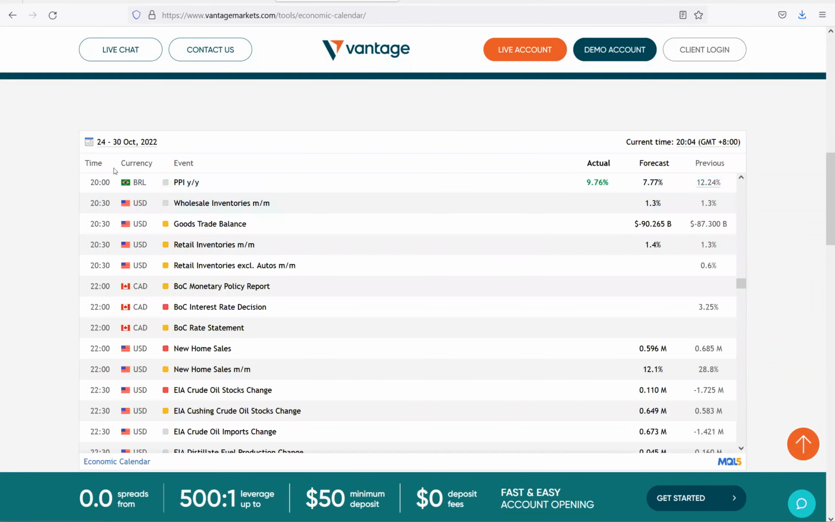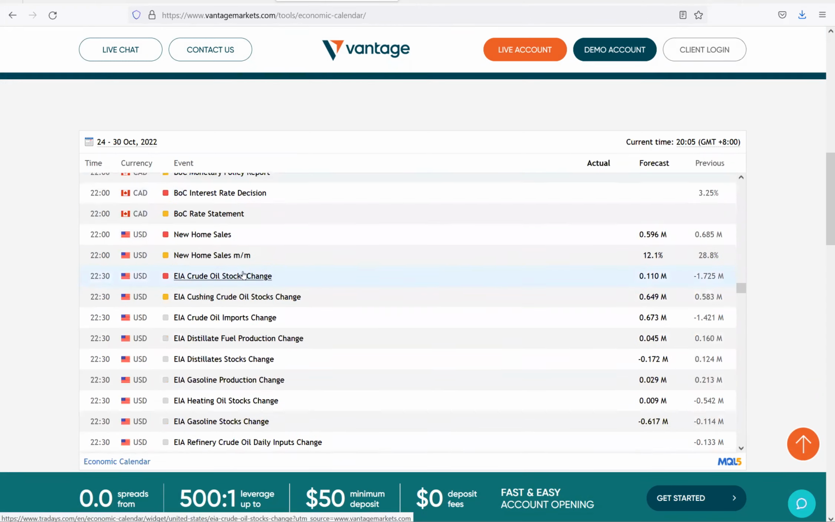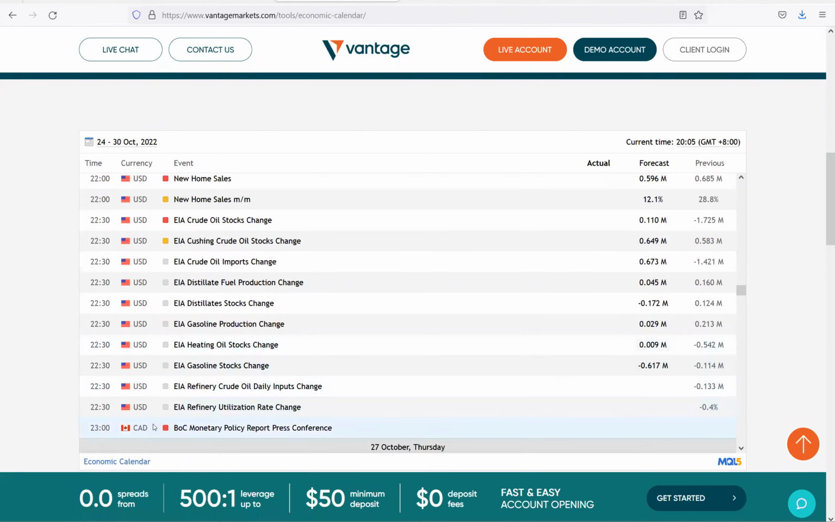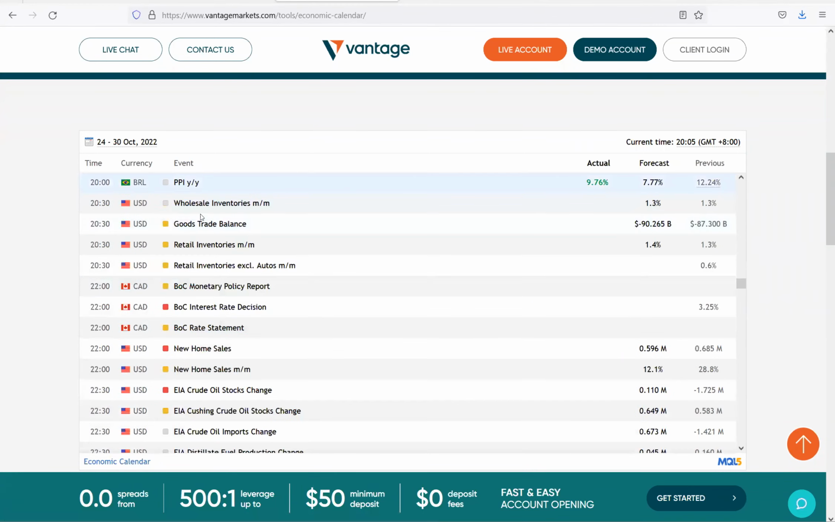You can see that this is categorized according to the different currencies and the impact of the events on the currencies. Coming up, we have mainly the dollar and the CAD. You can see a slew of data on the dollar, and important ones would include the BOC monetary policy, which would affect Canada. The ones in red and amber are the ones with high and medium impact. The ones in silver are the ones with lower impact.